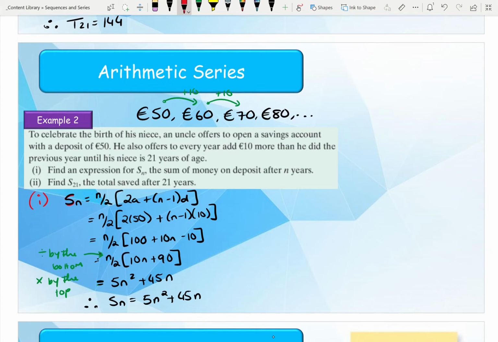The total saved after 21 years, which means now we're just going to take our Sn formula from our last answer and we're going to sub in 21 to find the total amount that she'd have after 21 years. So we have 5 by 21 squared plus 45 by 21, which we can put straight into our calculator now, which gives me 3,150 euro, which I'm going to put in context of the question, so making sure I have my euro sign. So again, guys, if you want to pause the video here, we're going to move on to example 3 when you're ready.